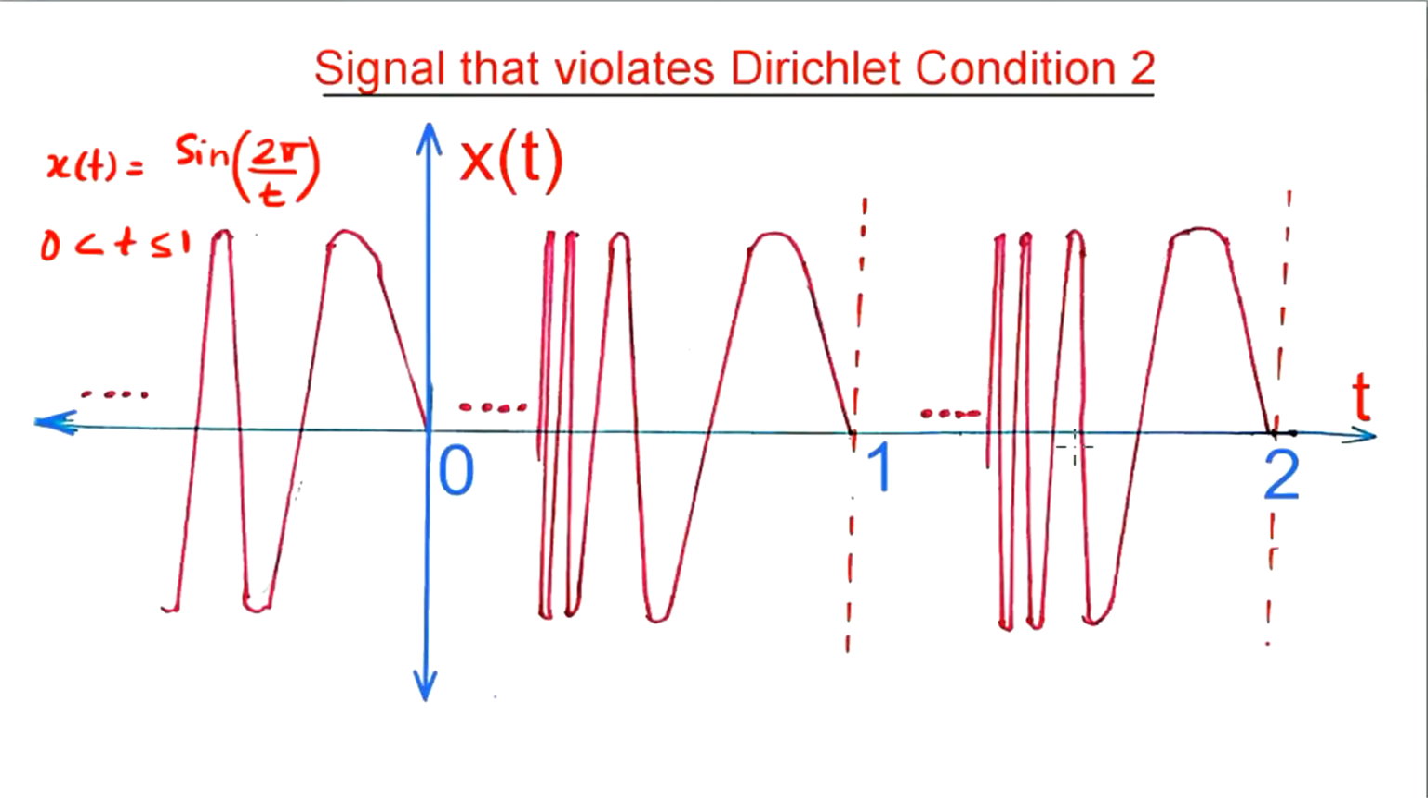If you plot this signal, you can see that when it is approaching 0, its frequency is increasing. So you can see that there will be infinite number of maximas and minimas for this signal. If this kind of signals are there, then it will not have a valid Fourier series. So this signal violates the Dirichlet condition 2.